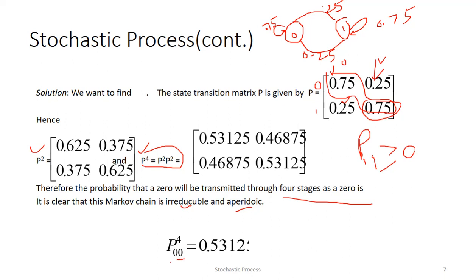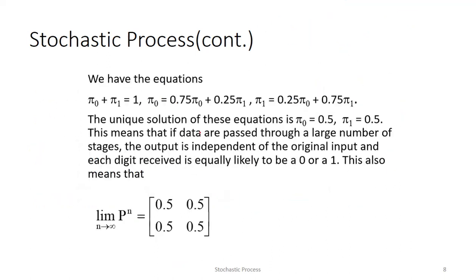So for finding p_00, here we got the value. Now we can find the same question for the stationary distribution. We have the general equation: pi naught plus pi 1 equals 1. When I multiply for pi naught, I got this equation, and for pi 1, I got this equation. When you solve these two equations and substitute, finally you get the stationary distribution for the given Markov chain. This is the stationary distribution.